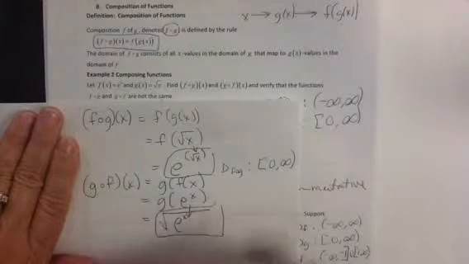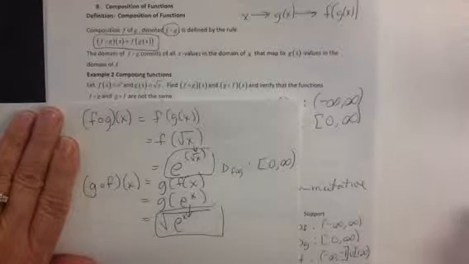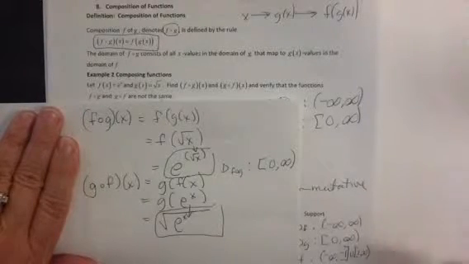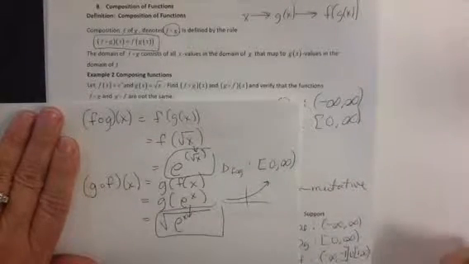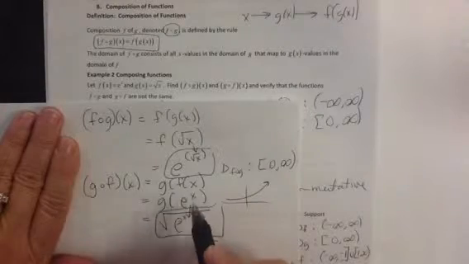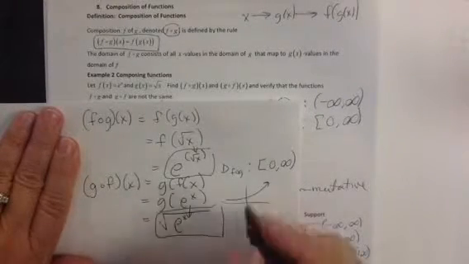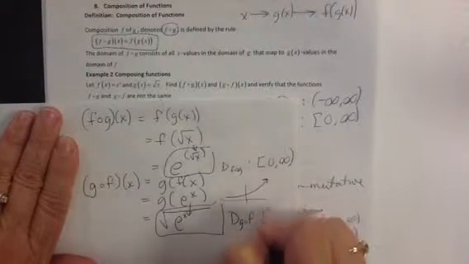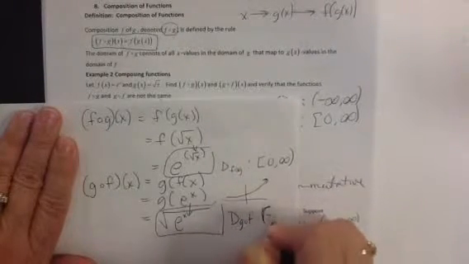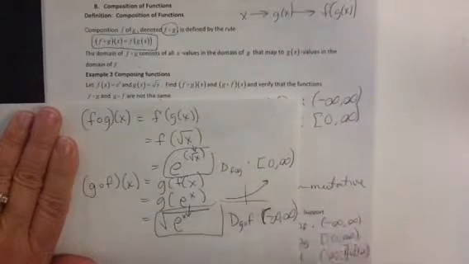Now, is e to the x ever going to be negative? No, it's never going to be negative. It's always a positive number. E to the x looks like this. It's never going to be 0. It's never going to be negative. So I can take the square root of everything that comes in. So the domain of g of f is going to be all reals.